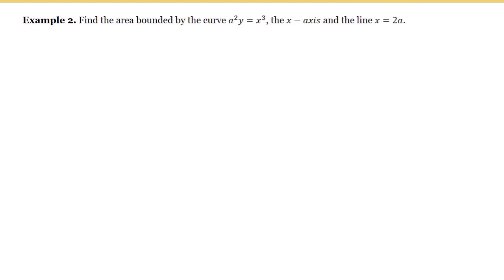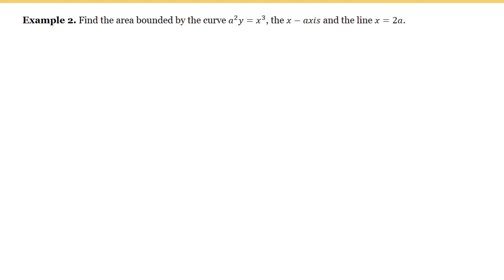So for example number 2, we are asked to find the area bounded with the curve a squared y is equal to x cubed, the x-axis, and the line x is equal to 2a. So the first thing that we are going to do here is, of course, to sketch ano yung itsura ng graph natin bago natin ito simulan.